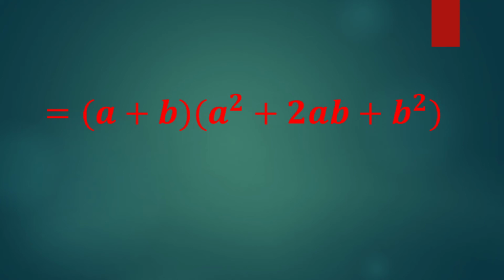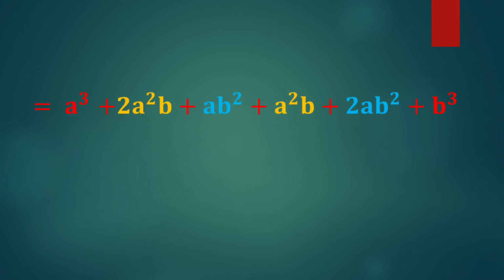Now we have the expression in which our first polynomial is (a + b) and the second is a square plus 2ab plus b square. This is the formula of whole square. Next, we are going to multiply. As you know how to multiply two polynomials, the first term of the first polynomial, a, will be multiplied by the second polynomial. Then the second term, plus b, will be multiplied by the second polynomial.